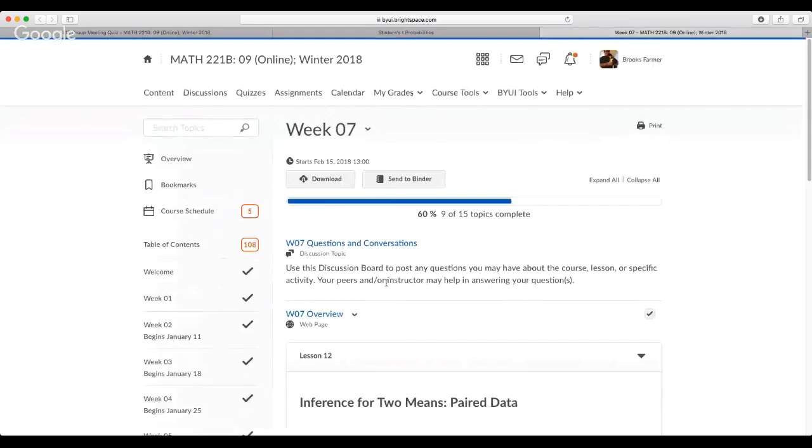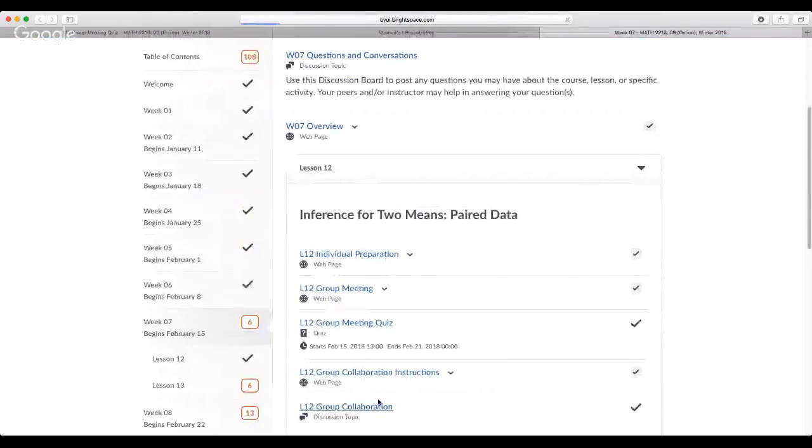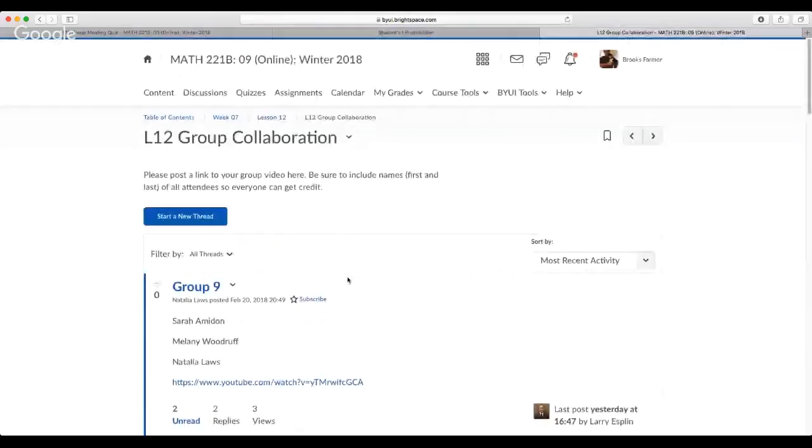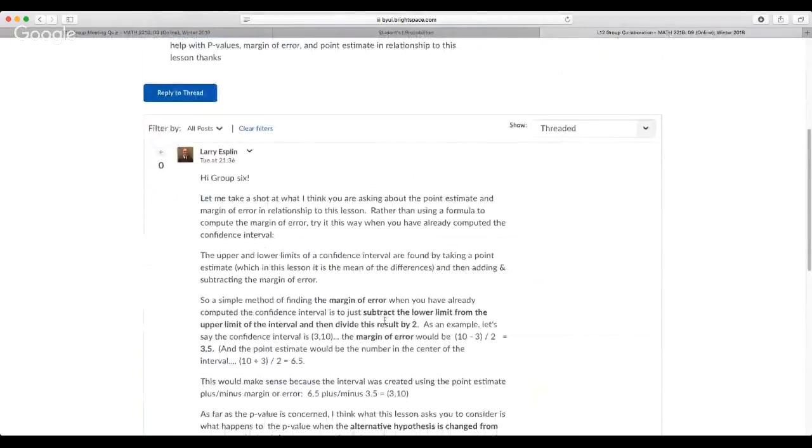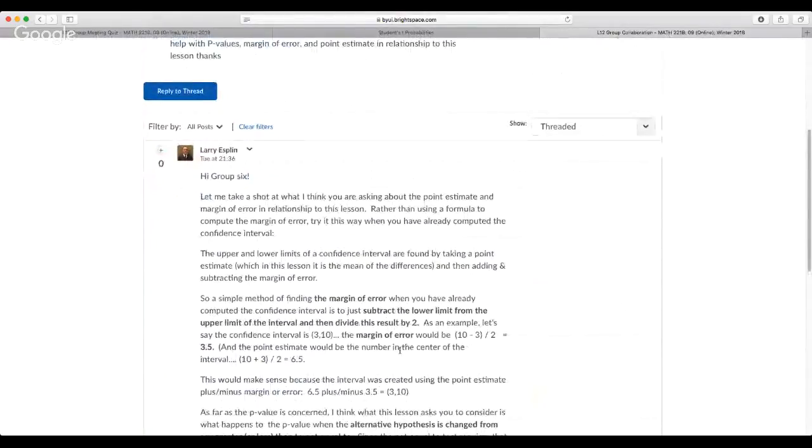I forget which way, because it's definitely going to make a difference. One of them you could find the margin of error, and the other one you found something else. All right, here it is. The simple method of finding the margin of error when you already have the confidence interval: subtract the lower limit from the upper limit of the interval, and divide the result by 2. The point estimate you can find by doing that plus or minus 3.5, or the lower and upper. Or the point estimate will be the number in the center of the interval.